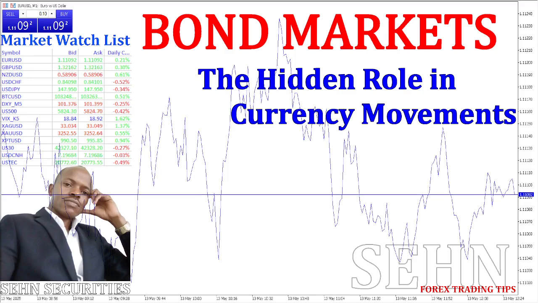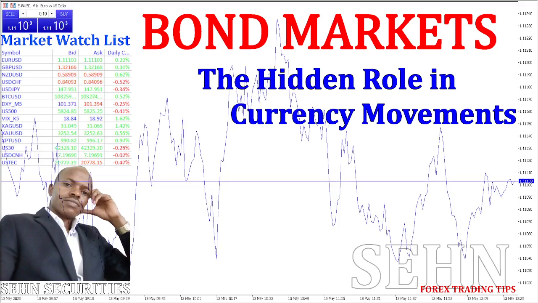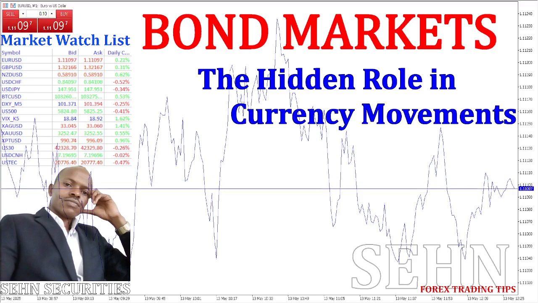bonds is essential. Bonds are not just for portfolio managers or conservative investors. They are a fundamental piece of the puzzle in Forex trading. Typically, when bond markets speak, currency markets often listen.